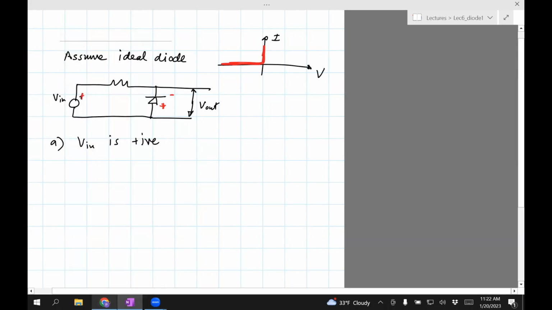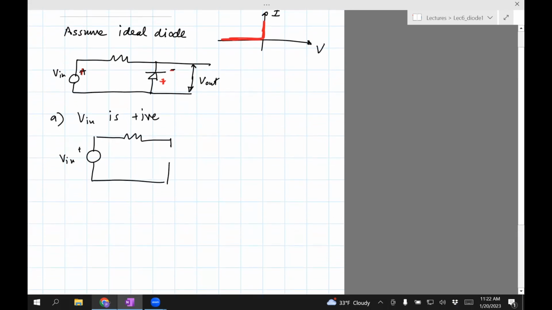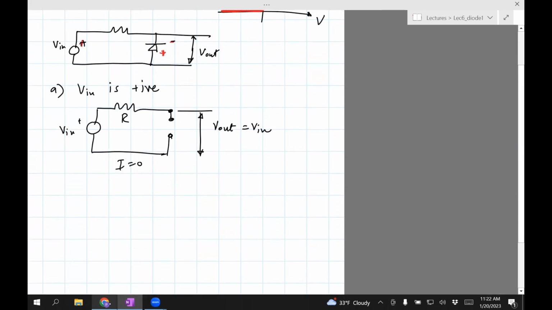And what that means is this positive is connected to the negative, so a diode is not going to conduct, and so the circuit will look like this. Okay, so the diode is not conducting, so it is effectively an open circuit. I equals 0, and then the question is, what is the output voltage? Well, if there's no current, the output voltage will be the same as the input voltage, because there will be no voltage drop across the resistor. So V out is V in, and that's pretty much it.